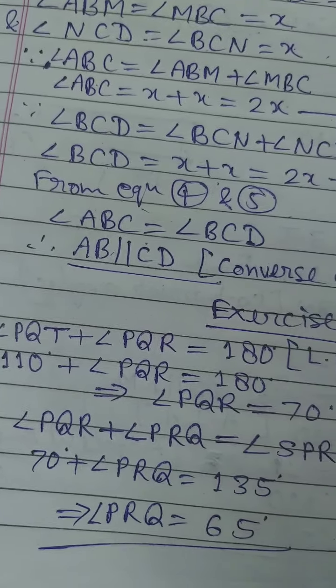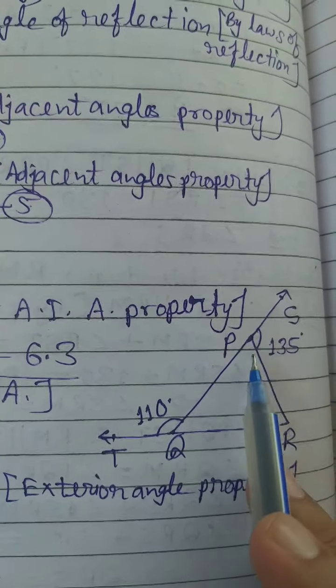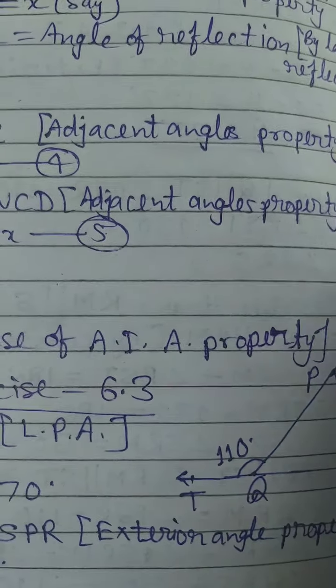Clear? We can also use the angle sum property here. If we find this angle P by linear pair, which we can find to be 45 degrees, then we can use our angle sum property in this triangle.